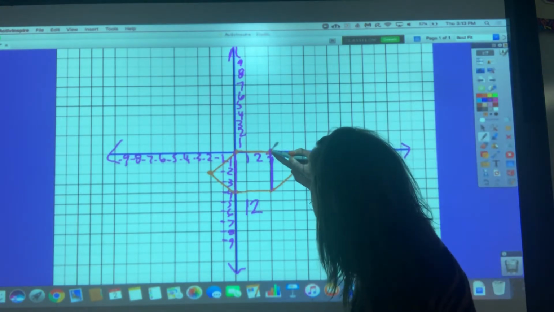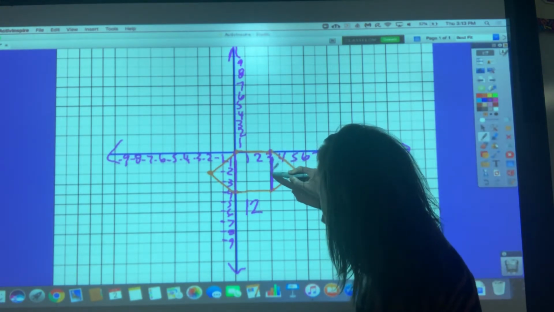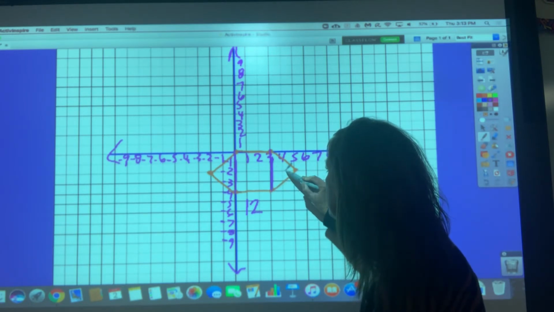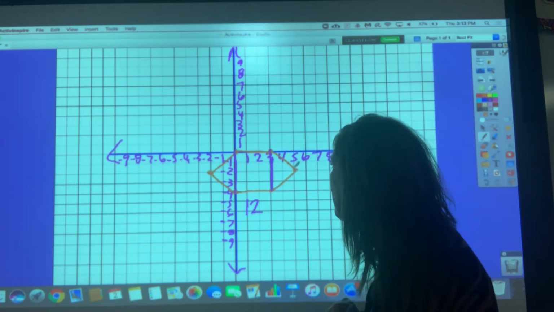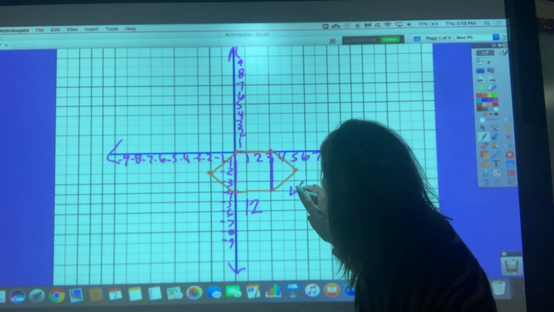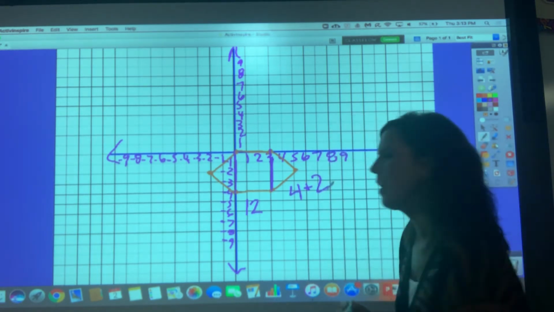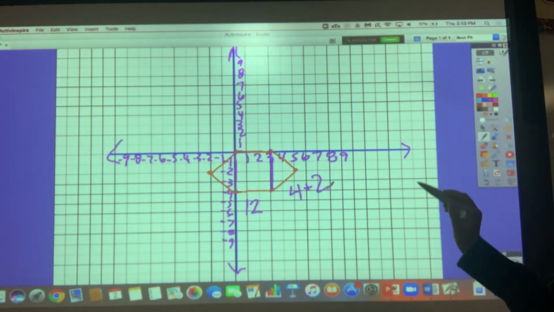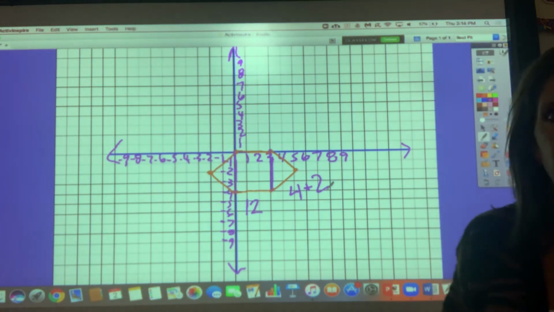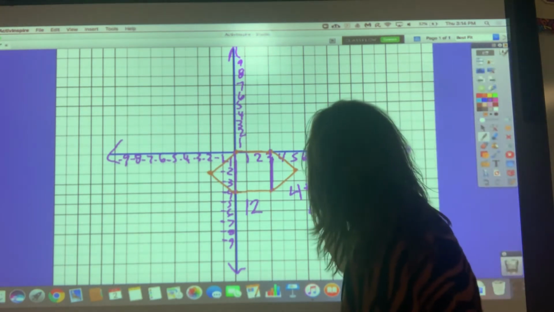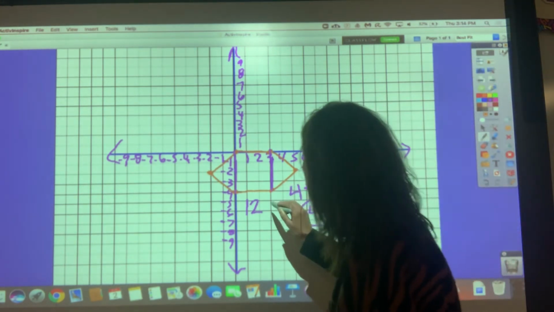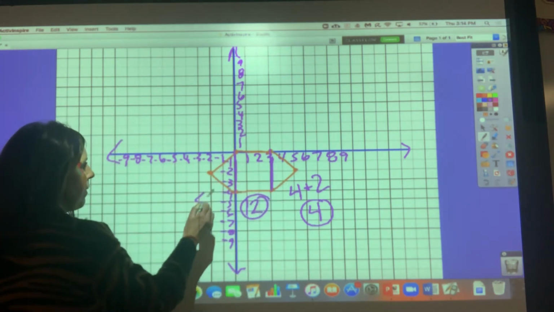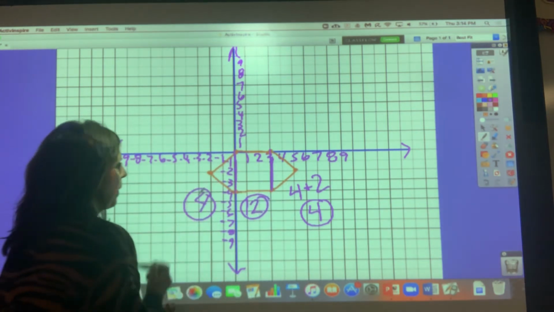So our base is 1, 2, 3, 4, and our height is 1, 2. Okay, so 4 and 2 are our base and height. Okay, and we know that its area equals half base times height. So base times height is 8, half that would be 4. Okay, so 4 for this triangle, 12 for this one, and then this triangle is the exact same as that one, so it's another 4.